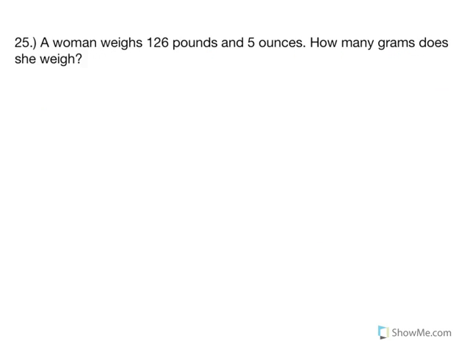And 25, a woman weighs 125 pounds, 5 ounces. How many grams does she weigh? Well, the issue here is that you are given pounds and ounces. And you can't do a conversion until you're all in the same unit. So my first step is going to say we've got to change pounds to ounces. So 125 pounds.